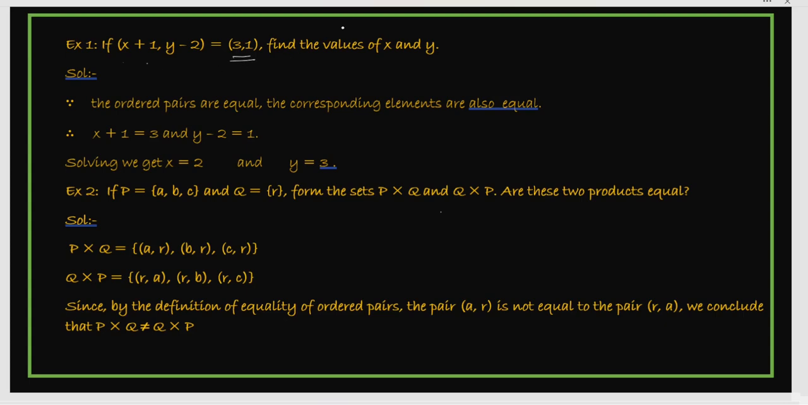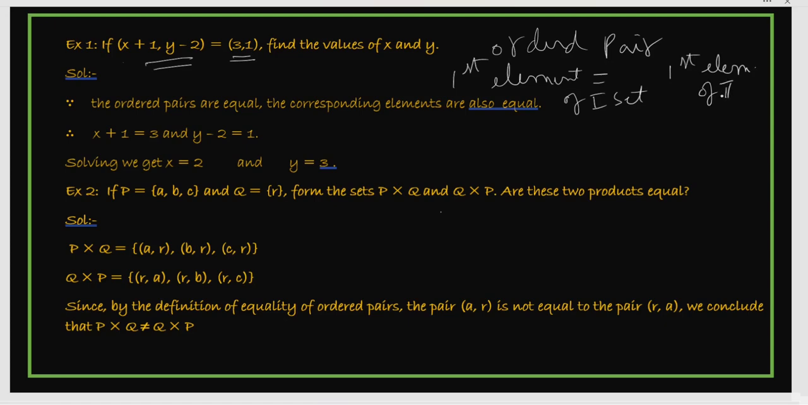Find the values of x and y. This means this is an ordered pair. Ordered pair means the first element of the first set equals the first element of the second set. So x plus 1 equals 3. The second element, y minus 2, is equal to 1. So solving this, you will get the results.